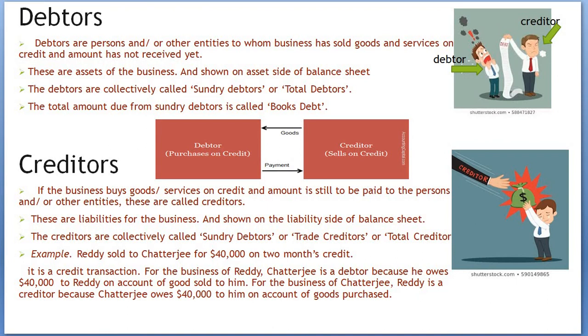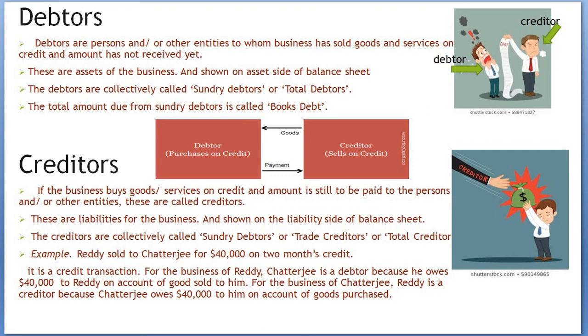And A is in the position that he has to receive the amount from B. So A is the creditor of B. The person who has to receive money from another, you will call him creditor, and the one who has to make the payment, that person is known as debtor. And the reason is sale and purchase of goods and services on credit basis. Debtors are the persons or other entities to whom business has sold goods and services on credit basis and the amount has not yet been received. Till now the amount has not been received. It is receivable.